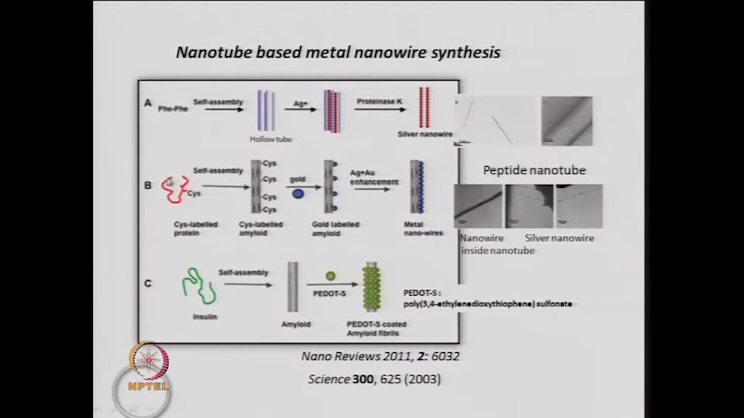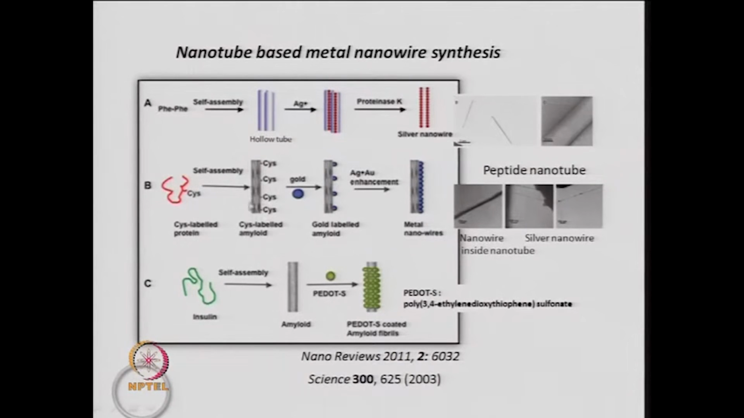So, when this protein self assembles to form a tube, you have these cysteine moieties, and cysteine is an amino acid which all of us know has a sulfur at the end, and sulfur is known to be aurophilic. That means it likes to be attached to gold nanoparticles.